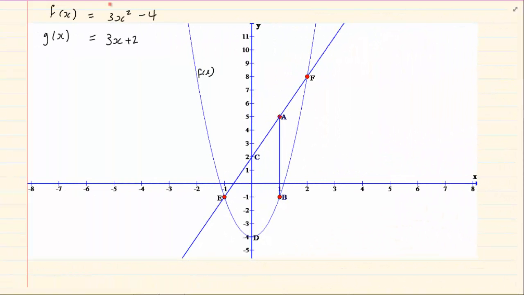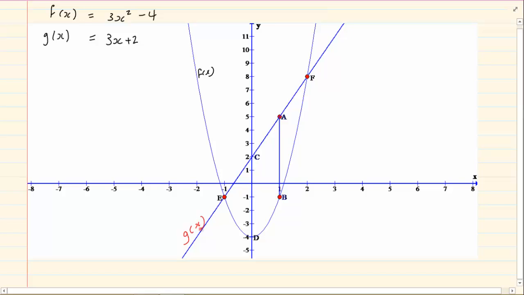If you look at this graph, they give us two graphs. f of x is equal to 3x squared minus 4. Now we know this is a parabola equation, which means that the equation of the parabola is 3x squared minus 4. So f of x is equal to 3x squared minus 4. g of x is a straight line. You can see it's y is equal to mx plus c. So g of x is equal to 3x plus 2, which is in reference to this specific line. So this would be our g of x.